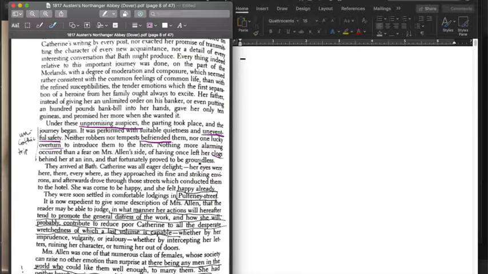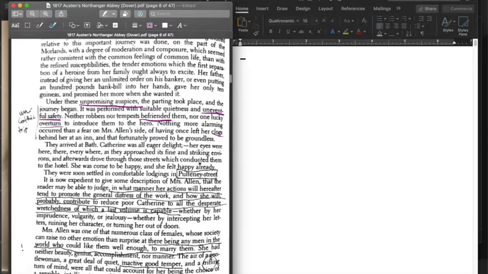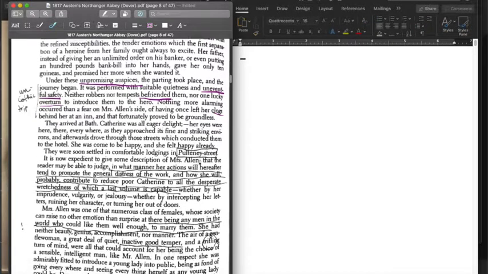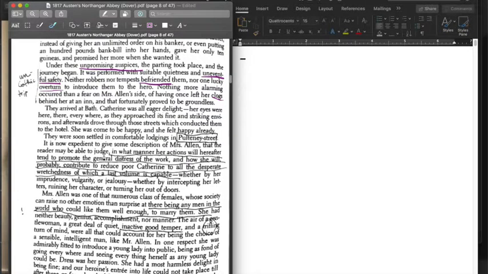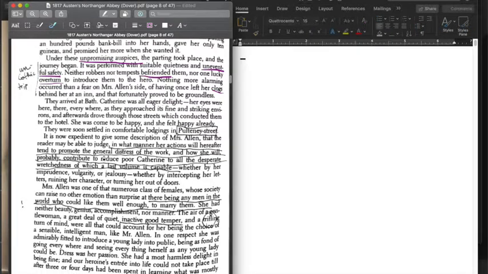So the only conflict they had was that Mrs. Allen thought she might have left one of her shoes at the hotel along the way. That's funny. They arrived at Bath. Catherine was all eager delight. Her eyes were here, there, everywhere, as they approached its fine, striking environs, and afterwards drove through those streets which conducted them to the hotel. She was come to be happy, and she felt happy already. Oh, that's so nice. They were soon settled in comfortable lodgings in Pulteney Street.